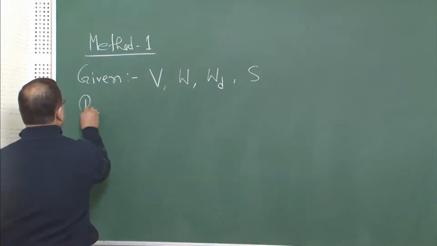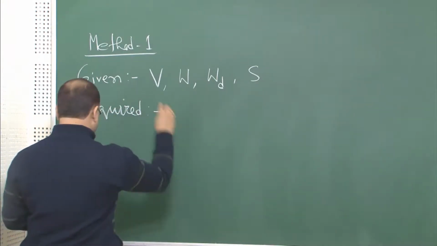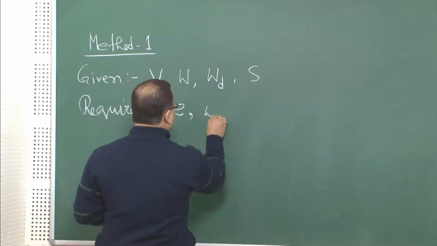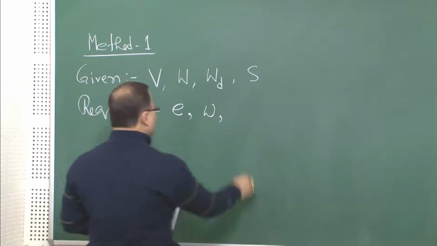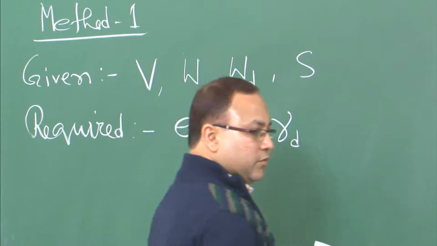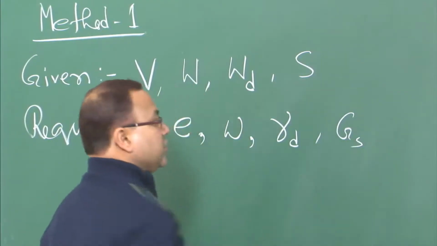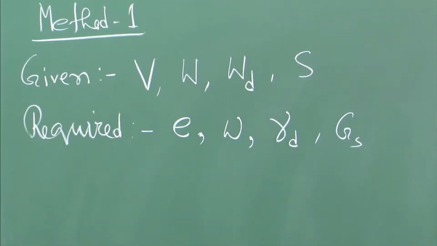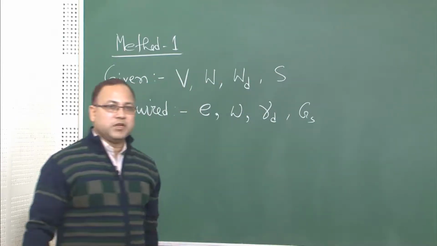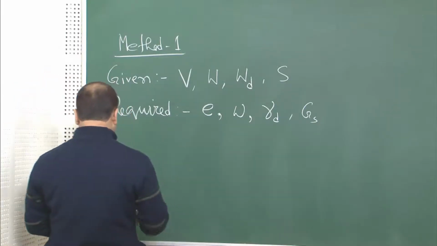And what are the things required to determine? Void ratio e, water content w, dry unit weight or the dry density, whatever, and specific gravity. So, these 4 things you need to calculate. If you know these, how to obtain these 4? Let us see step by step, so you will understand the steps.